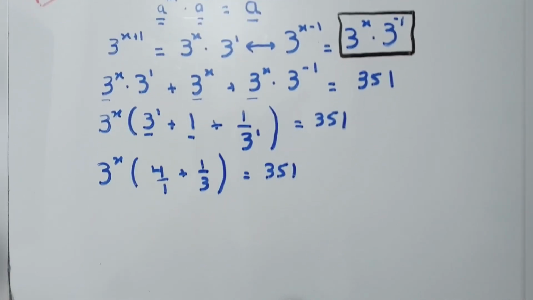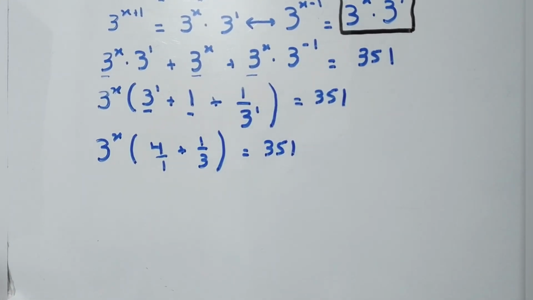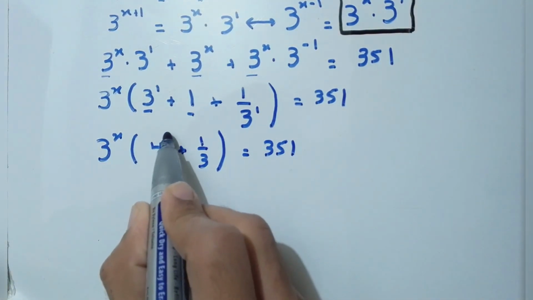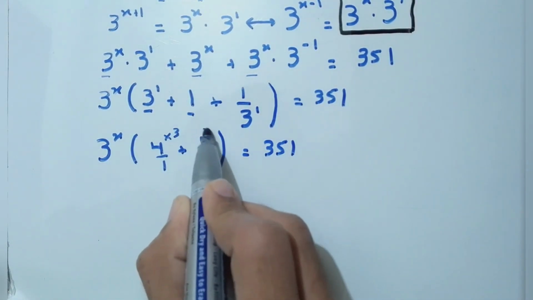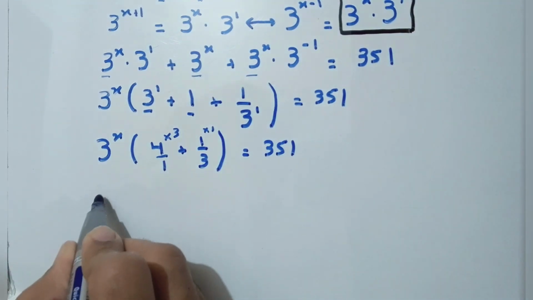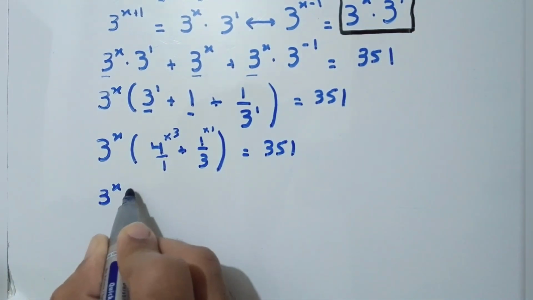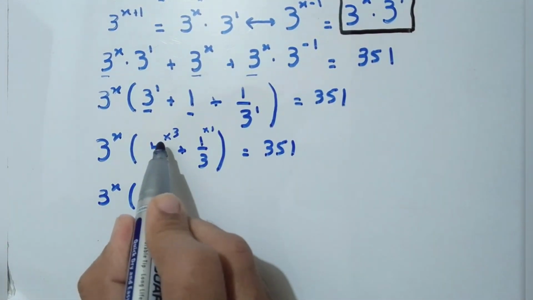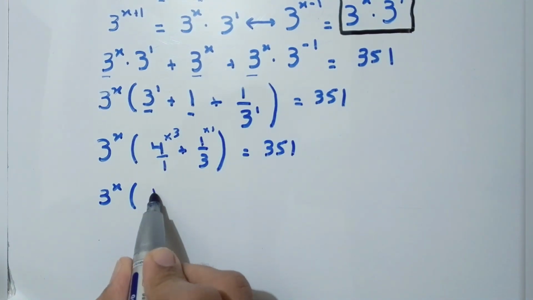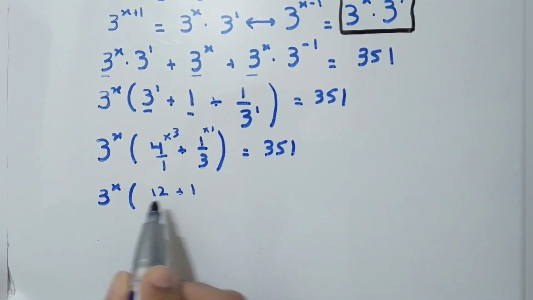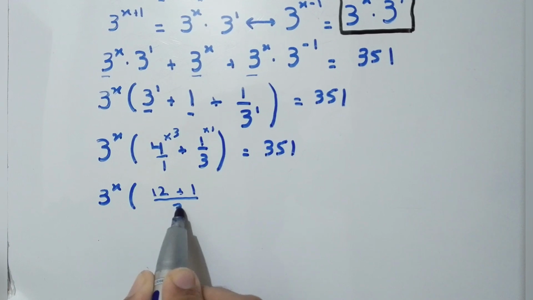I will not show you each and every step of how to take the LCM. I'll just do it directly, as we all are familiar with the LCM. So this gets multiplied by 3, this gets multiplied by 1. Now 3 raised to power of x, this whole thing is equal to, 4 3s are 12, hence we have 12 plus 1, and here we have the whole thing.